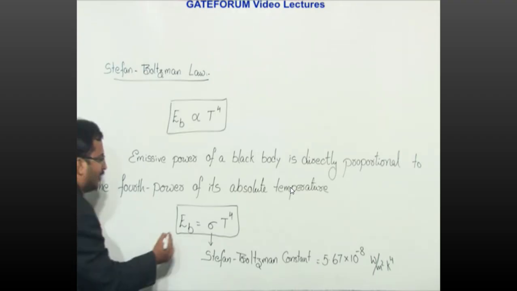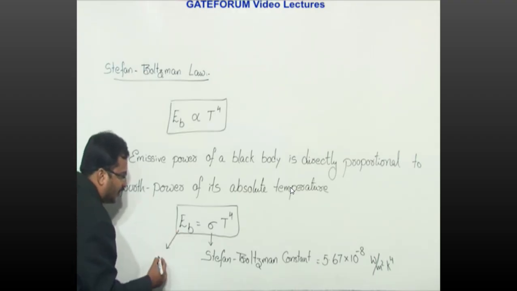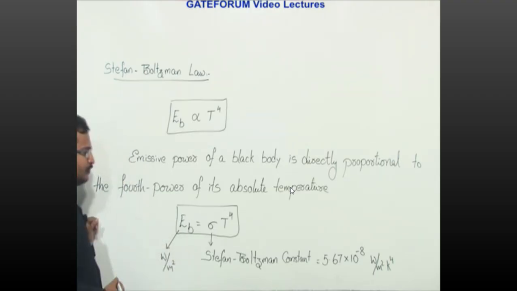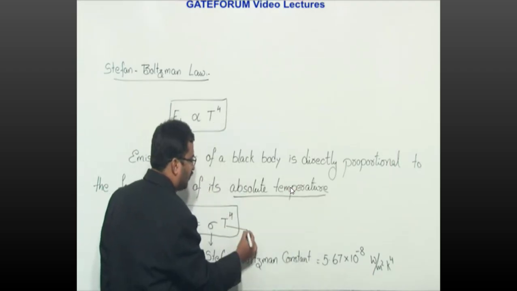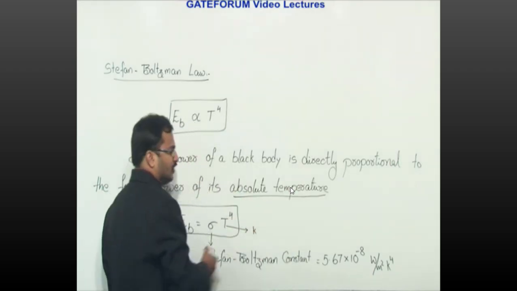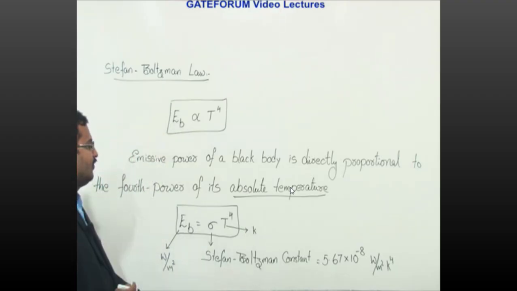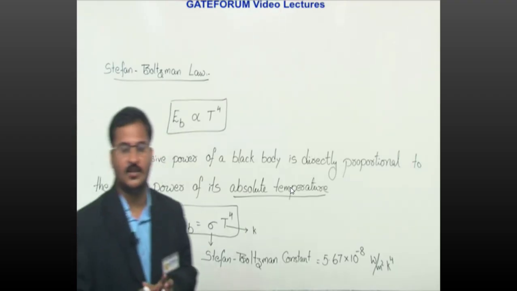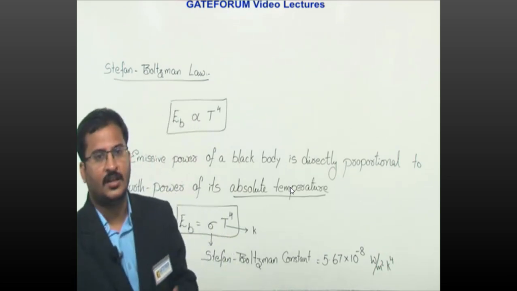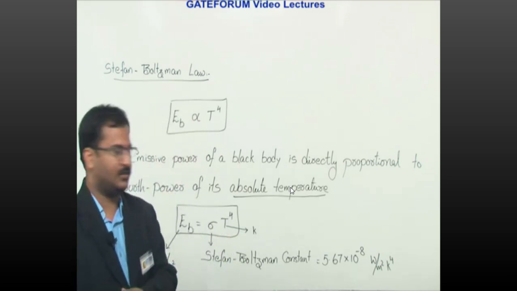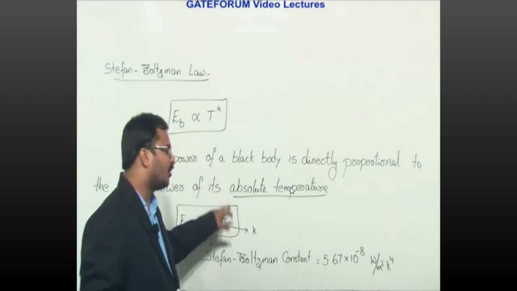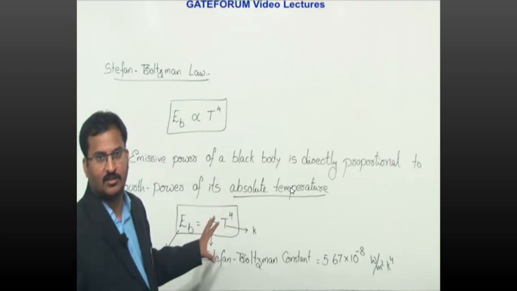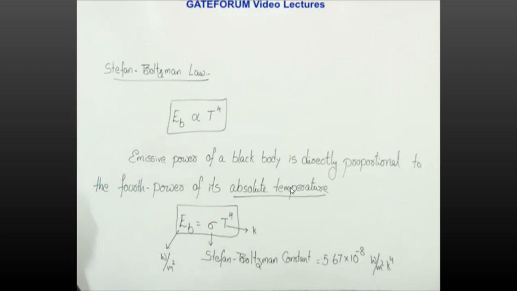See, the unit of emissive power will be watt per meter square, and T, as we are talking about absolute temperature, should always be considered in Kelvin. Temperature should always be in Kelvin while we are talking about radiation. In the case of conduction and convection, you can take degree centigrade also, and there will be no difference. But whenever you are solving problems related to radiation, you need to always consider the temperature in Kelvin, otherwise you are going to get wrong results.